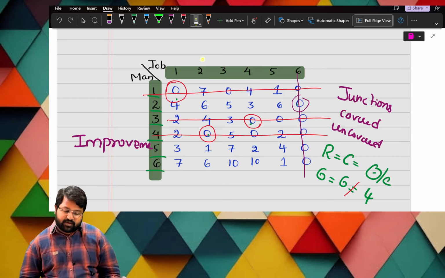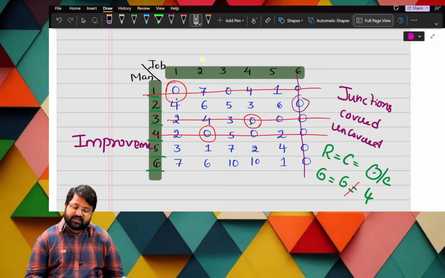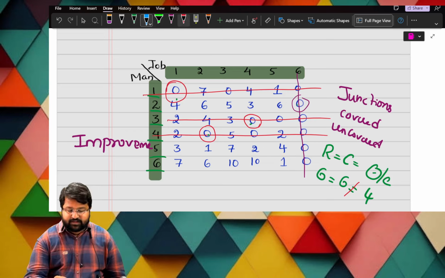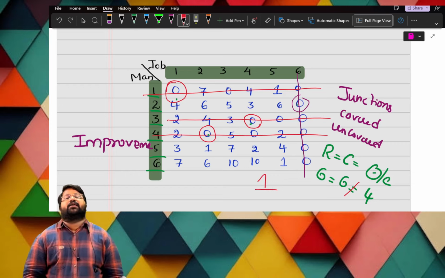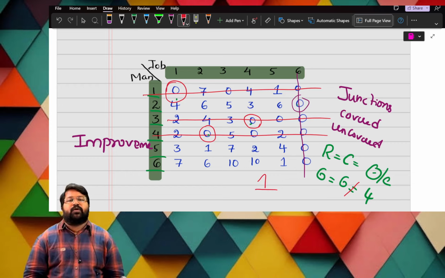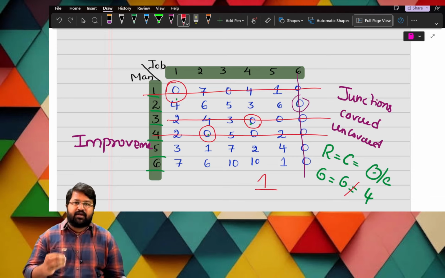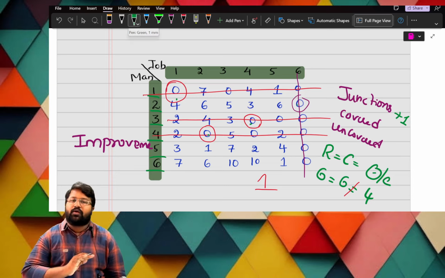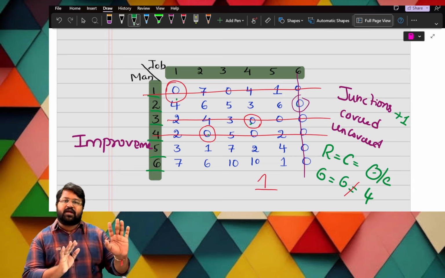Sir, what is the least number? Is 3 the least number or 1 the least number? So 1 is the least number. Superb. Sir, I have identified the least number as 1. Sir, what is the next step to do? After identifying the least number, what we have to do is add at the junction. For covered, do not do anything. Just leave the covered numbers.